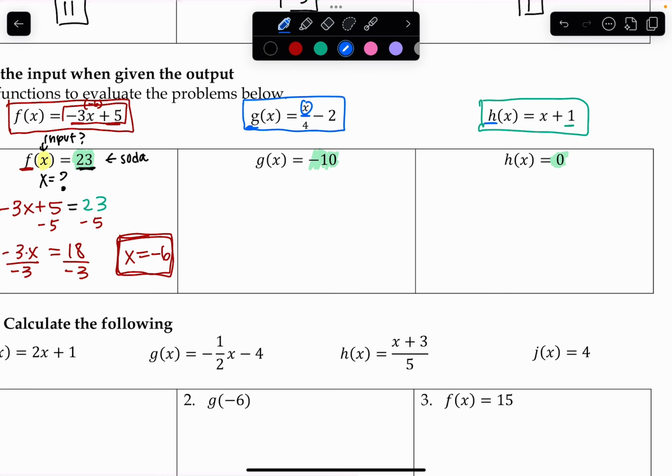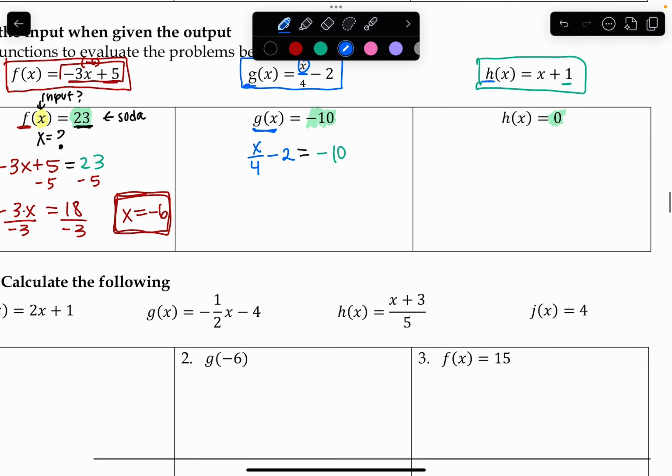In this next example, they're using g. And so g says x divided by 4 minus 2. And we're told it equals negative 10. Don't put negative 10 in for x. That's not your x. We're trying to find x. So same situation, we need to isolate the variable. So add 2 to both sides.